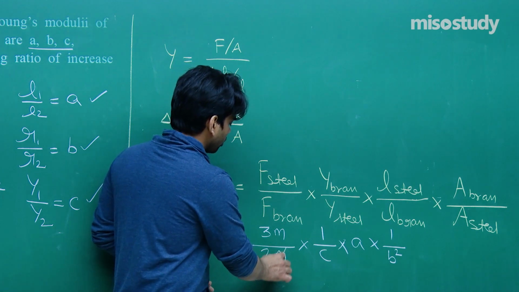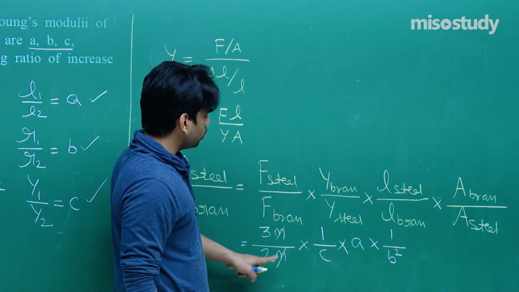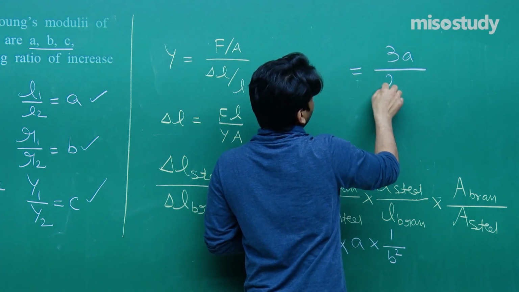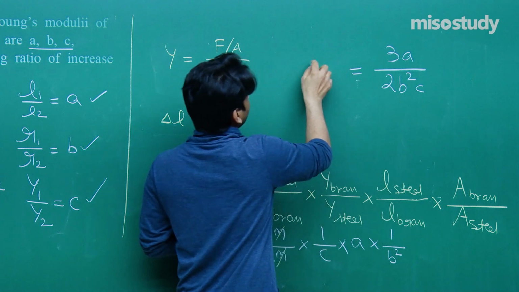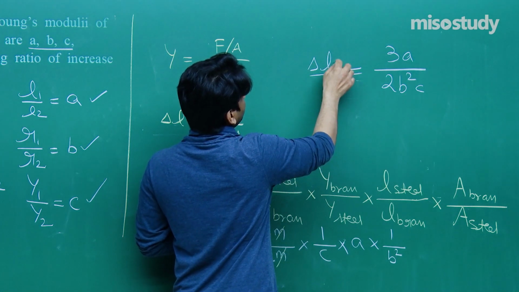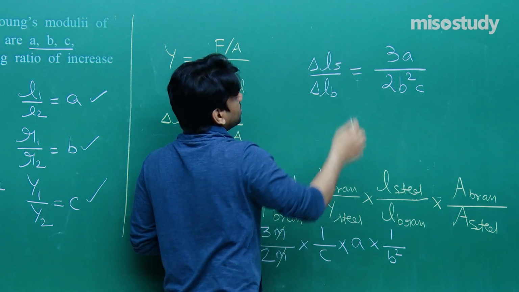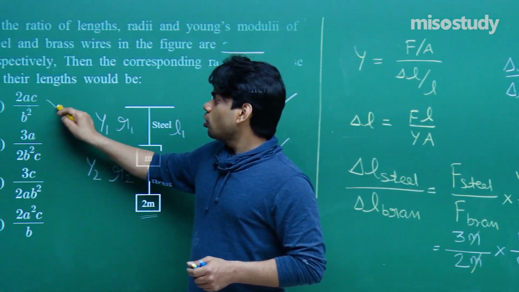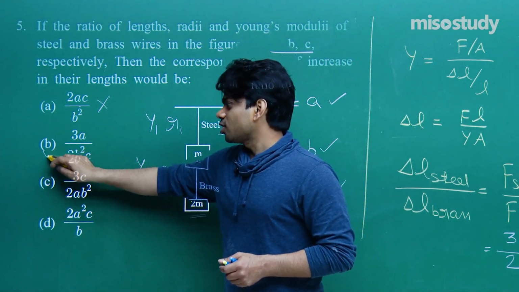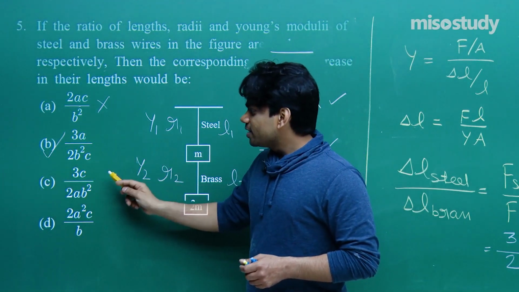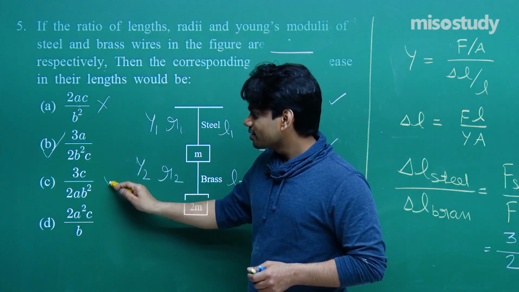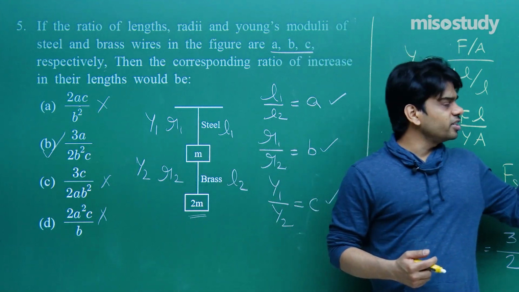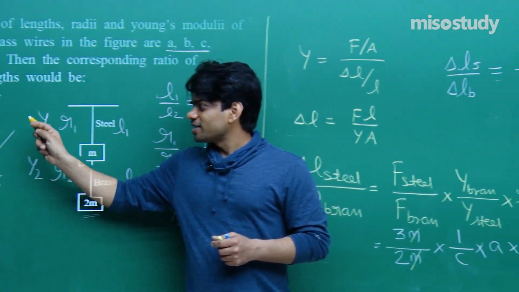The terms M and M will be cancelled out, so this comes out to be 3A upon 2B square C. 3A upon 2B square C. This is delta L of steel upon delta L of brass. 3A upon 2B square C. Let's check the first option. 2AC by B square? No. 3A upon 2B square C? Yes. Option number B is the right answer. C, 3C by 2AB square? Incorrect. 2A square C by B, that is incorrect. The only option that is correct is 3A by 2B square C, that is correctly matching here.